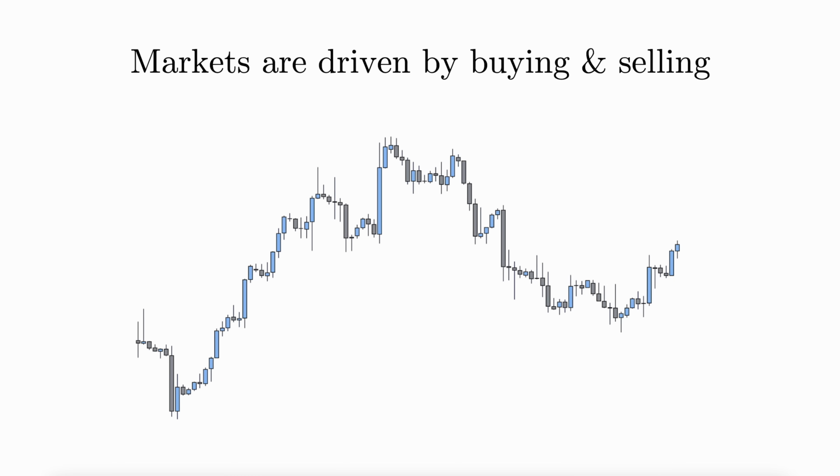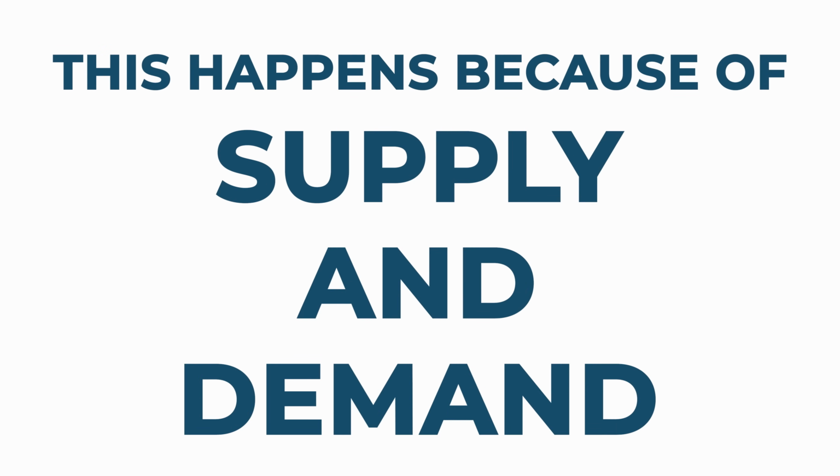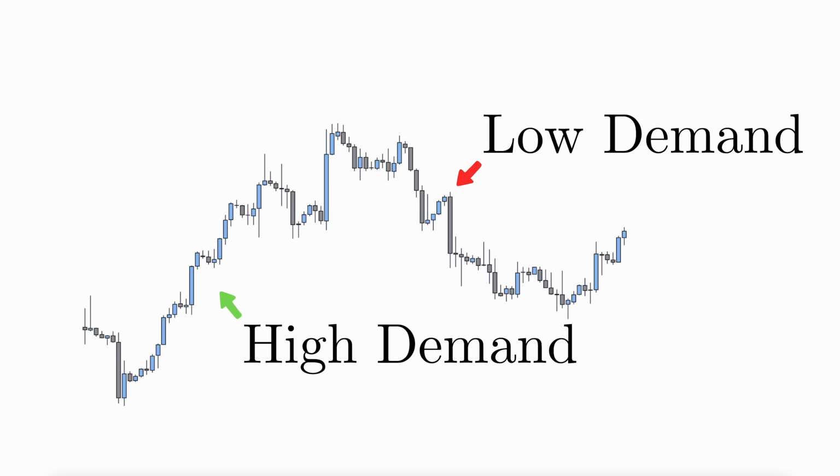So when these institutional traders are buying, we see the markets move up. And when they're selling, we see the markets move down. And this happens because of supply and demand. If there is high demand for an asset, the supply gets bought up, and then the prices go up because the people that hold the asset can demand more for the transaction. So if there's high demand for an asset, markets will move up. When there's low demand for an asset, markets will move down.